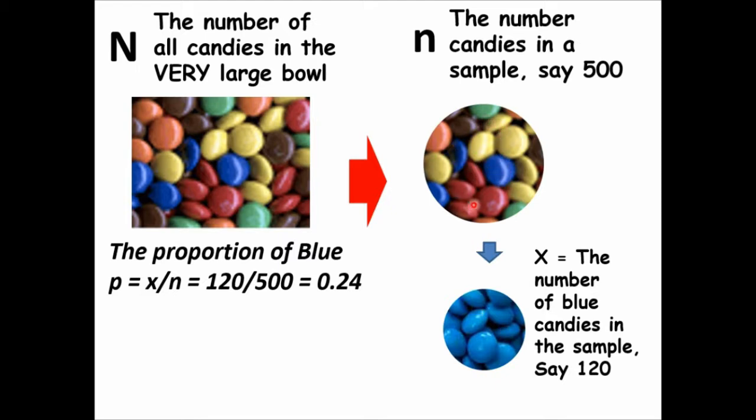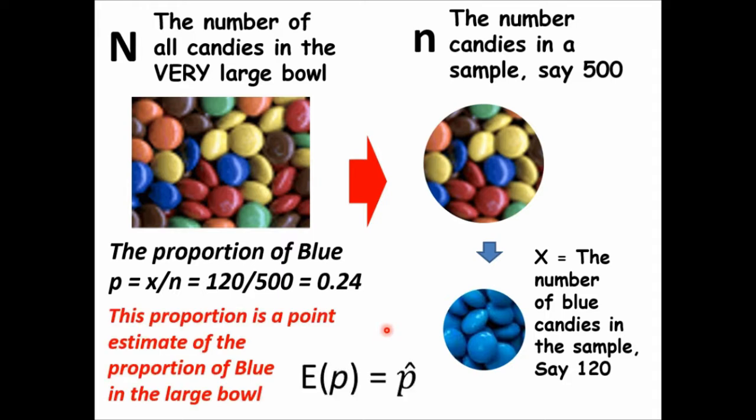This is what we call a point estimate. Obviously, if we take another sample, we may not exactly get 120. But for right now, we need to understand that the proportion of the blue candies in the sample is what we call the point estimate, or the expected value, and that's what the symbol E means, the expected value of the proportion of the blue candies in the entire population. And that is what we will symbolize by a P hat. So a P hat normally indicates the proportion in the sample.